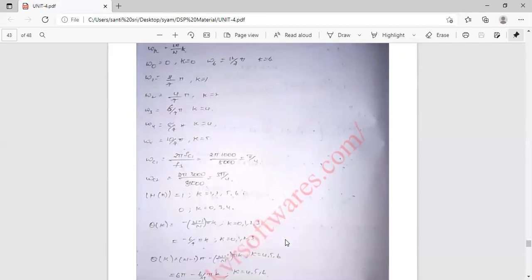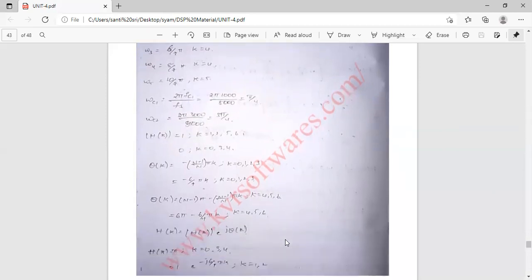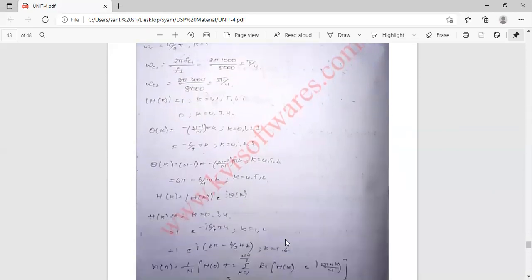So mod h of k equal to 1 for k is 1, 2, 5, 6, and it is equal to 0 for k equal to 0, 3, 4. So theta of k equal to minus of (n minus 1) by n into pi k, for k equal to 0, 1, 2, 3. And it is equal to minus 6 by 7, n minus 1 is 7 minus 1, that is 6 by 7 into pi into k for k equal to 0, 1, 2, 3. Then theta of k equal to (n minus 1) into pi minus (n minus 1) by n into pi k for k from 4 to 6. So it is 6 pi minus 6 by 7 into pi k for k equal to 4 to 6.